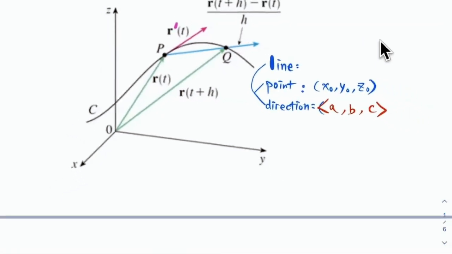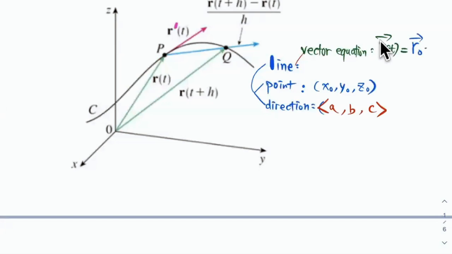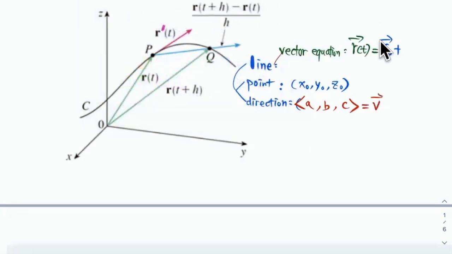There are different equations for the line. If you write it as a vector equation, what's the vector equation? The vector equation will be r of t equals what? r naught, right? Plus what? Let's call this direction vector v. So it's t v, right? So r of t equals r naught plus t v. The t over here is all real numbers. Then you get the line. That's a vector equation.